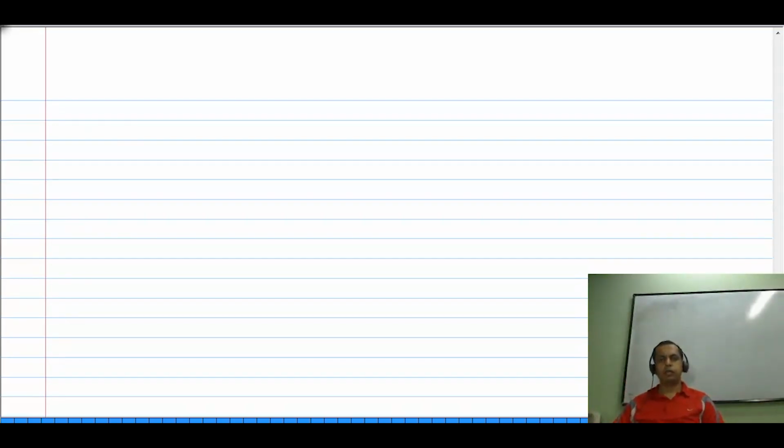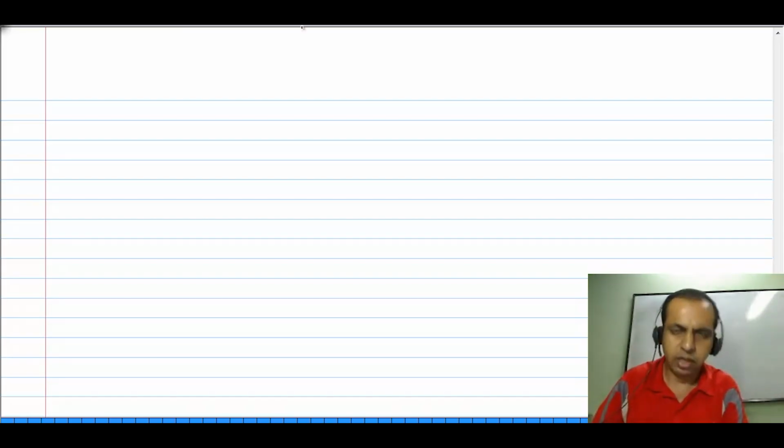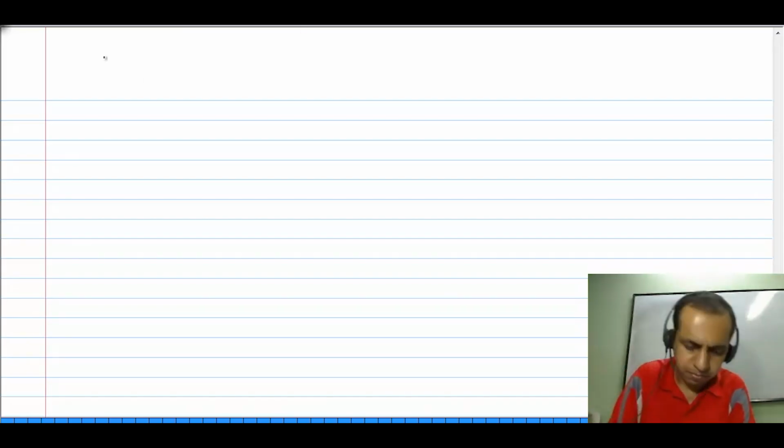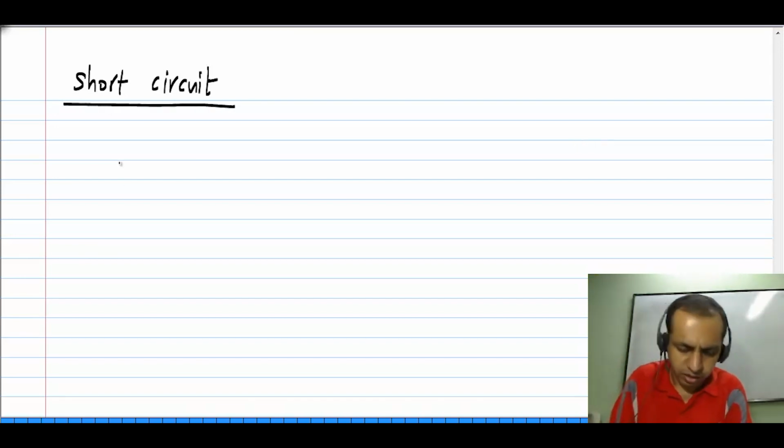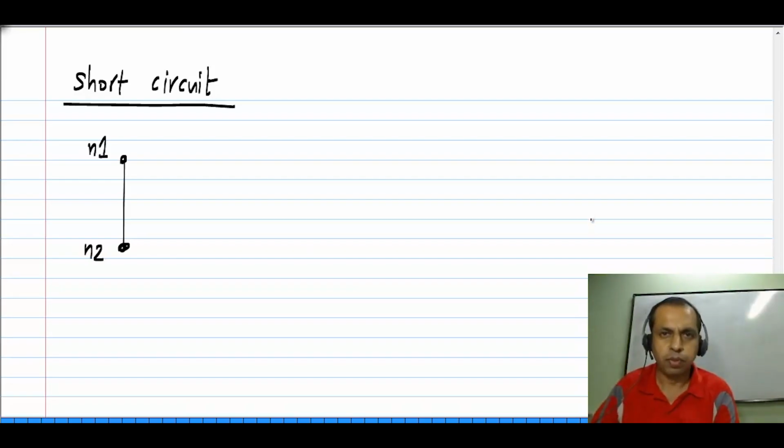In this part, we'll look at a couple of degenerate cases, which are still concepts that are useful in circuit design. These are open and short circuits. Now, when I say a short circuit, I have to say that it's a short circuit between these two nodes N1 and N2. There are many ways to consider this.